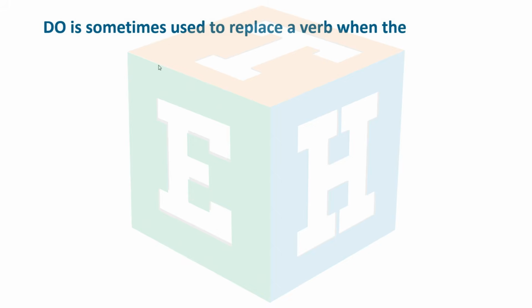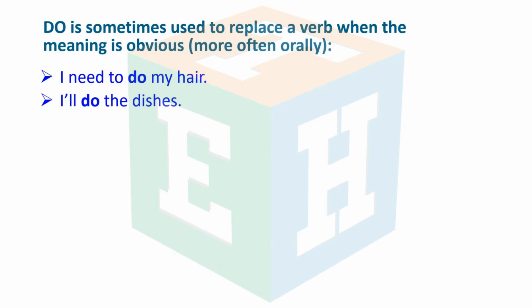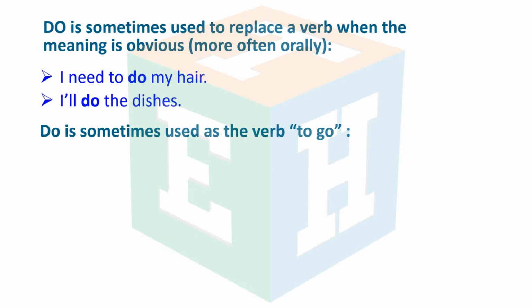Do is sometimes used to replace a verb when the meaning is obvious, more often orally. Examples: I need to do my hair. I'll do the dishes.